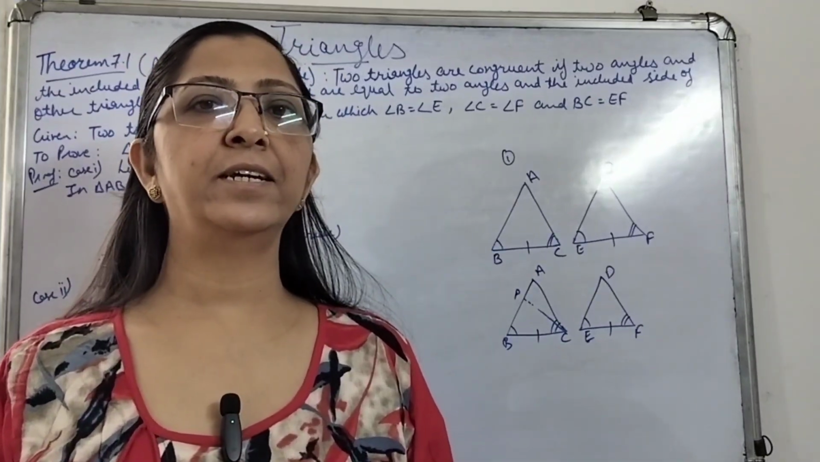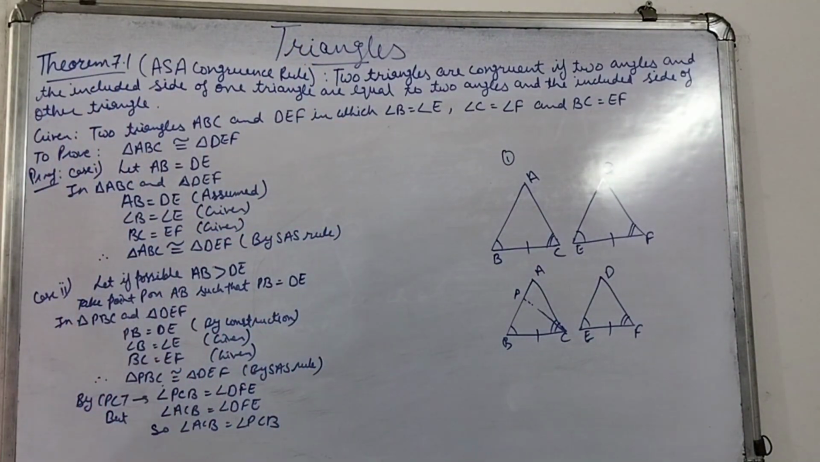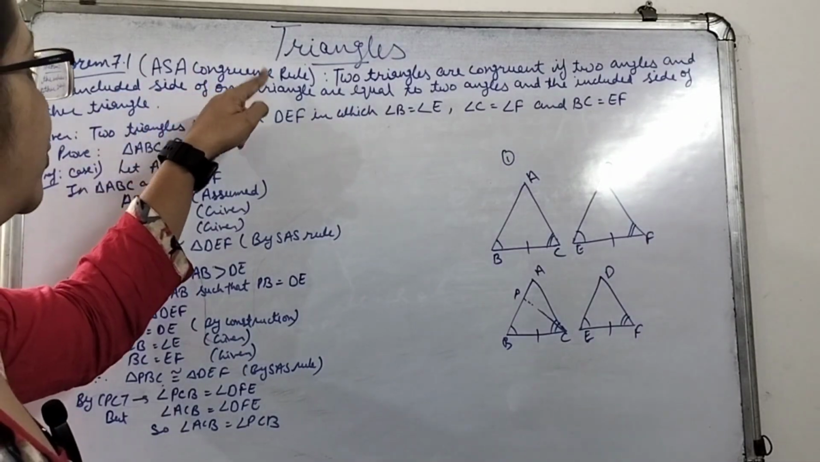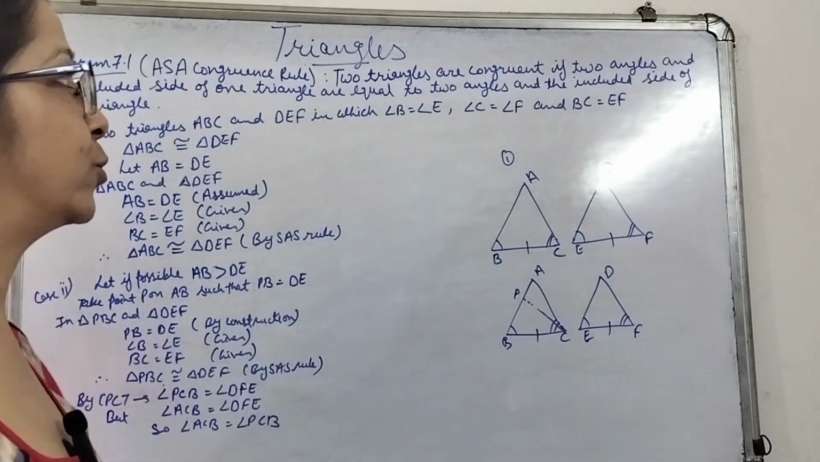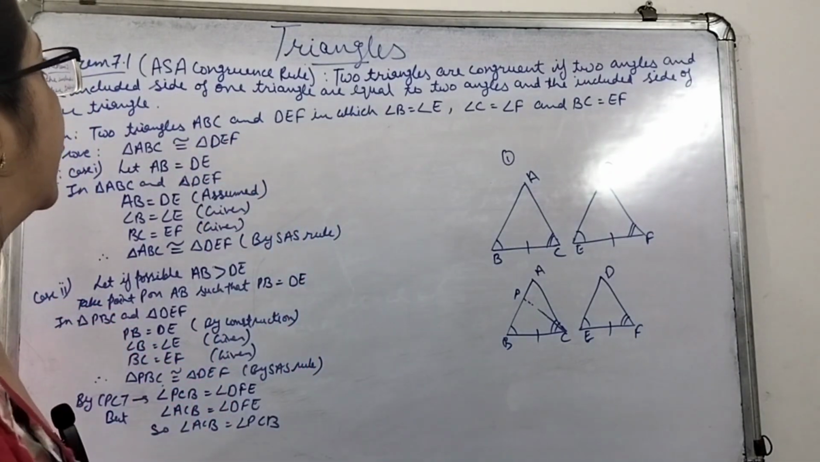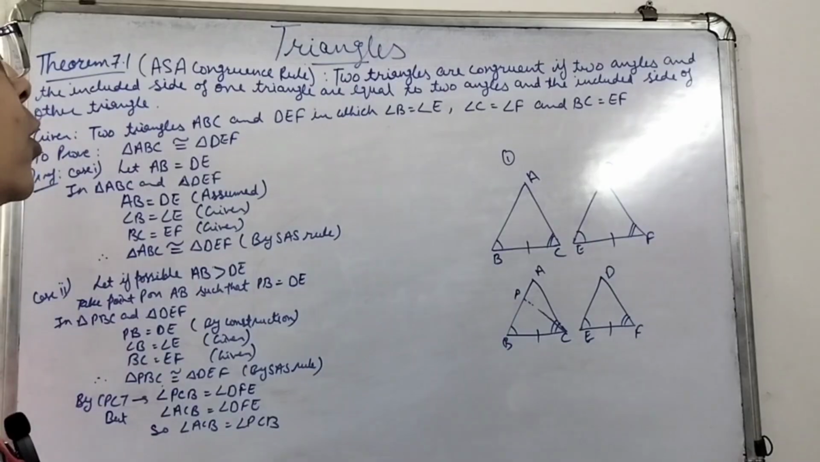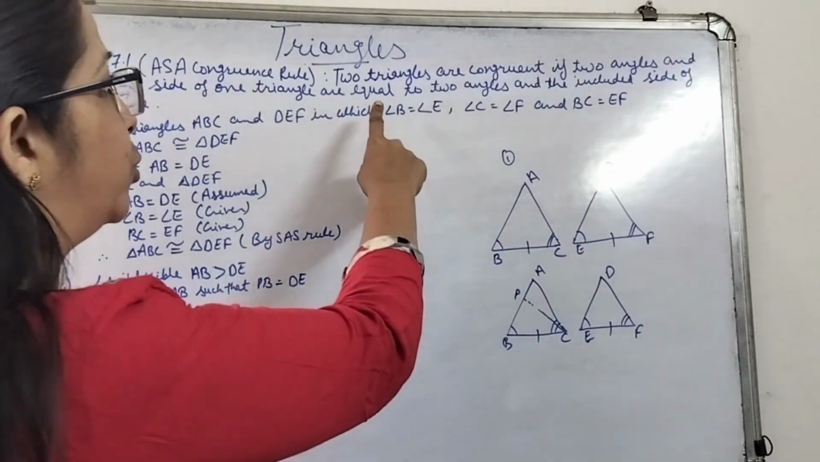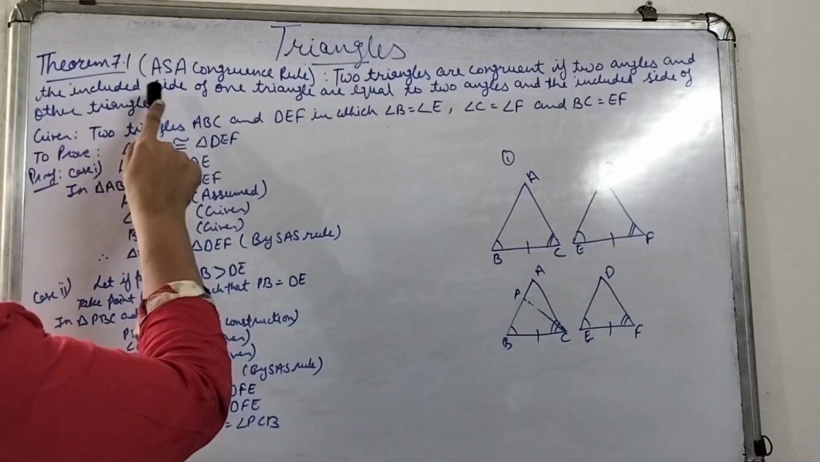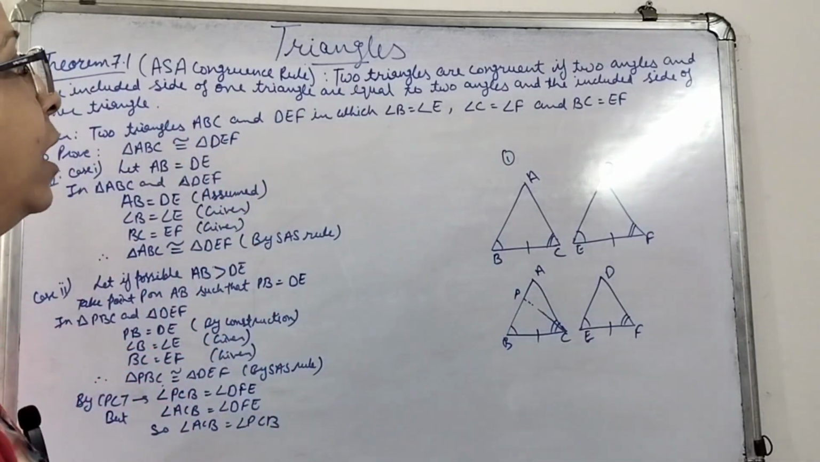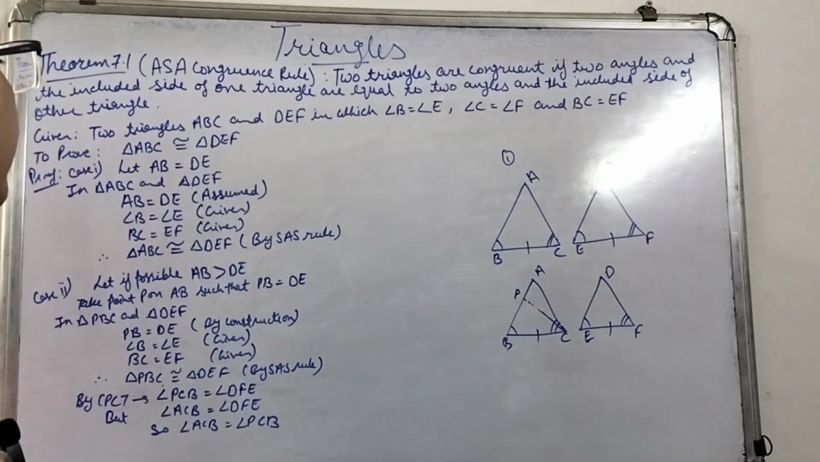Now let's understand another congruency rule. Theorem 7.1, ASA congruency rule. Just now we have learned your SAS congruency rule. Now we are seeing your ASA congruency rule, that is angle, side, angle congruency rule. Two triangles are congruent if two angles and the included side of one triangle are equal to two angles and the included side of the other triangle.